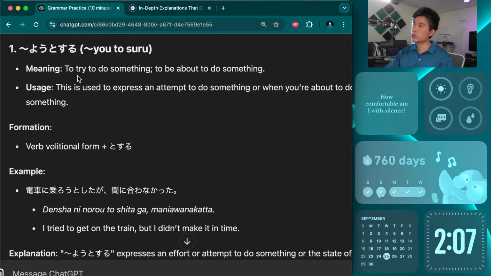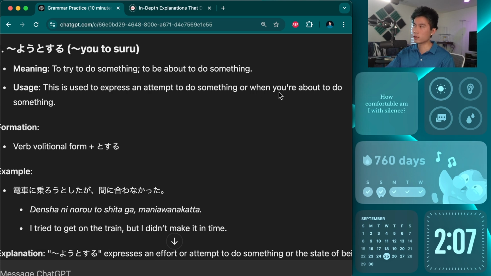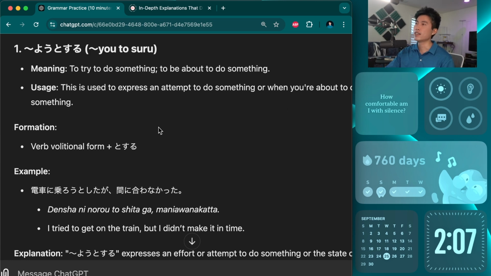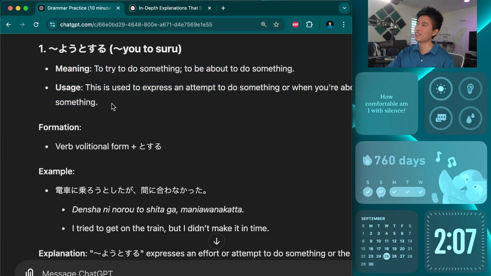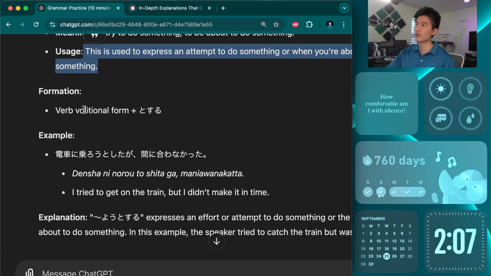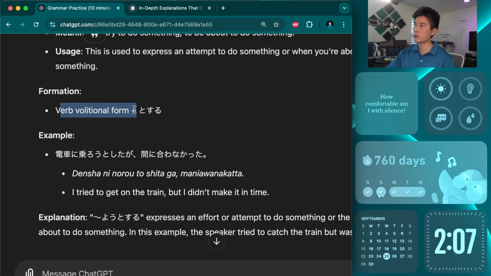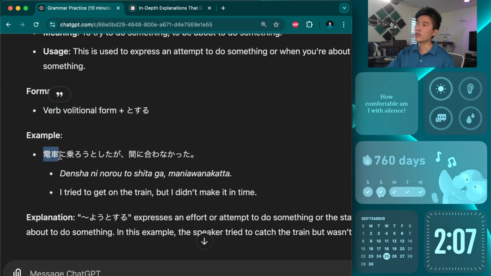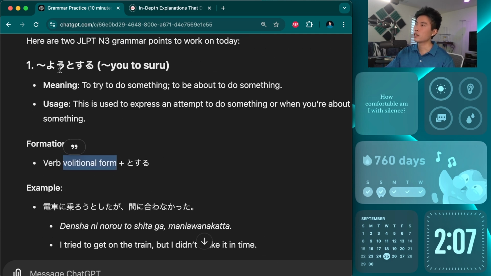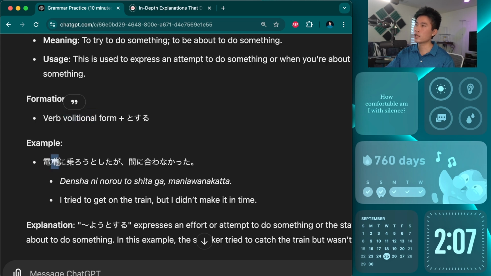Okay, yō to suru, to try to do something, to be about to do something. What? This is used to express an attempt to do something, or when you're about to do something. Okay, meaning and usage, pretty much the same thing. You just stated it clearer in usage. Okay, formation: verb volitional form plus to suru. Okay, densha ni norō to, oh, volitional form. I always get confused about what volitional form and all that stuff is, but yō, like shiyō, let's do it, or tabeyō, let's eat. So it's like the let's form. So densha ni norō to shita ga.